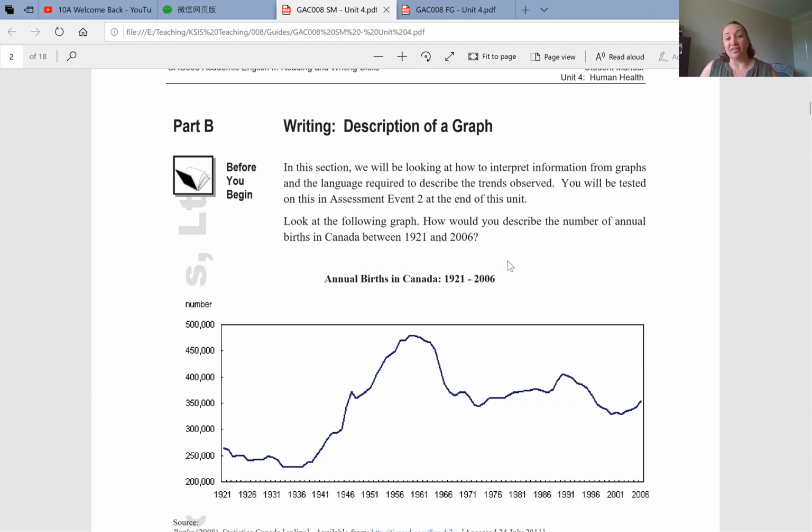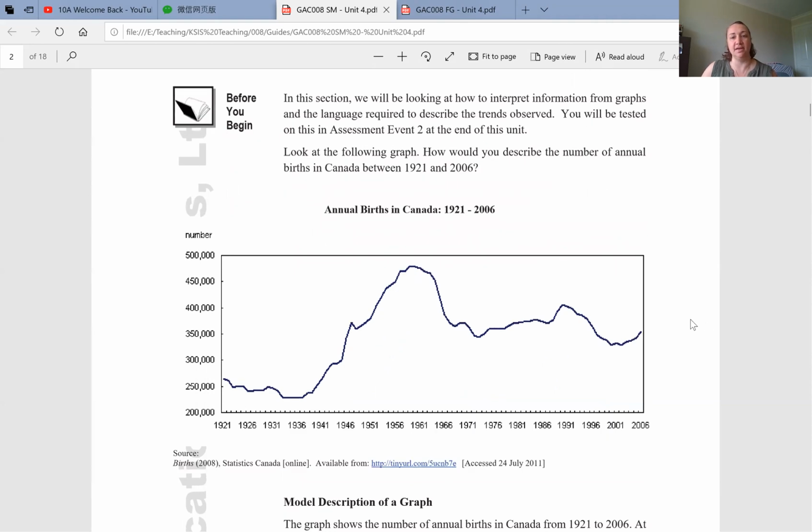So look at the following graph. How would you describe the number of annual births in Canada between 1921 and 2006? Okay, so have a look at this. Have a think. What could you say about it? So, for instance, the first thing that I would see is that it went up quite a lot here. I might also call that the peak. Okay, so it actually peaked to about 450,000 annual births in Canada in around 1960, 1961.